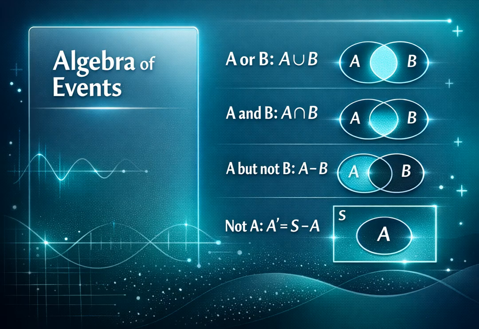The algebra of events uses set operations. A or B means A union B, outcomes in either event. A and B means A intersection B, outcomes in both events. A but not B means A minus B, outcomes in A but not in B. Not A means A prime or S minus A. These operations combine events meaningfully.